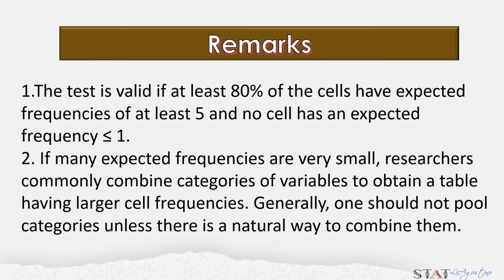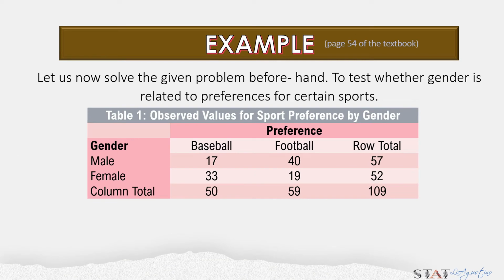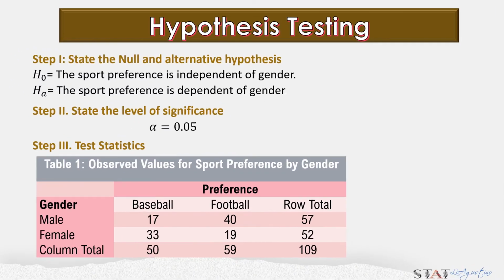So let's have an example for you to better understand it. Again, this is called a contingency table. Let us now solve the problem to test whether gender is related to preference for certain sports. First, step one, state the null and alternative hypotheses. Our null hypothesis: the sport preference is independent of gender. Our alternative: the sport preference is dependent on gender. Our level of significance is 0.05, which is usually used by default.